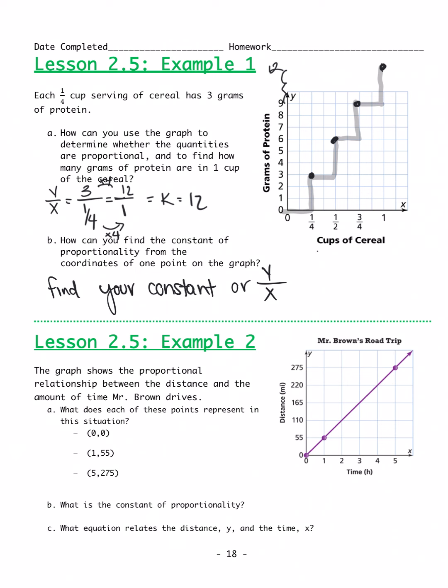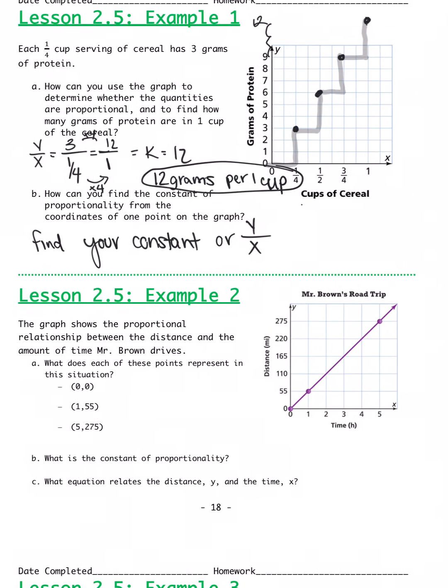So we need to make sure we're writing our proper answer. So we're going to have 12 grams of protein per 1 cup of milk. And that's your answer to that one. And over here, you can just find your constant. So let's try 2.5. Switch it up a little bit.